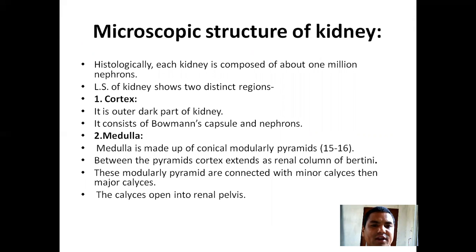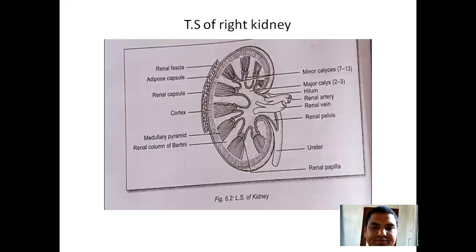The microscopic structure of the kidney consists of two distinct regions, that is cortex and medulla. Cortex is the outer dark part of the kidney. It consists of Bowman capsule and nephrons. Medulla is made up of conical medullary pyramids, about 15 to 16 in number. Between the pyramids, the cortex extends as the renal column of Bertini. These medullary pyramids are connected with minor calyces, then major calyces. The calyces open into the renal pelvis.